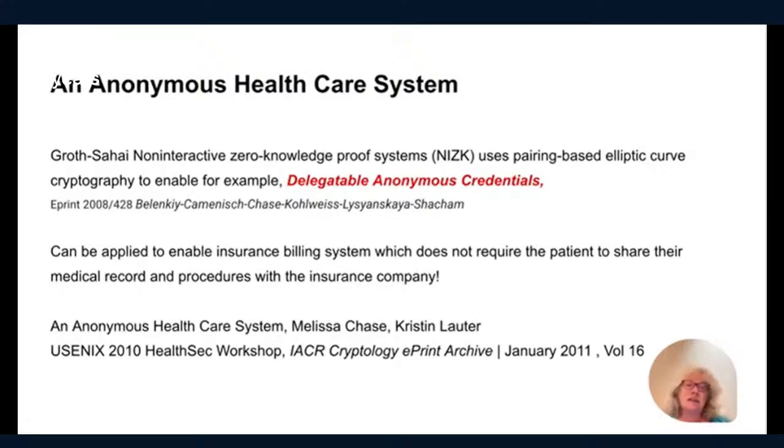Melissa Chase, who was a researcher in my group at Microsoft at the time, had worked on delegatable anonymous credentials. And we realized that this idea could be applied to enable privacy in the healthcare system in an interesting way. So I was working, starting around 2008, a lot on privacy in healthcare, and was interested in privacy of electronic medical records and encrypting medical data.